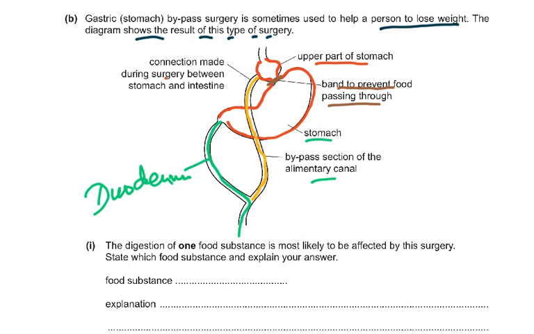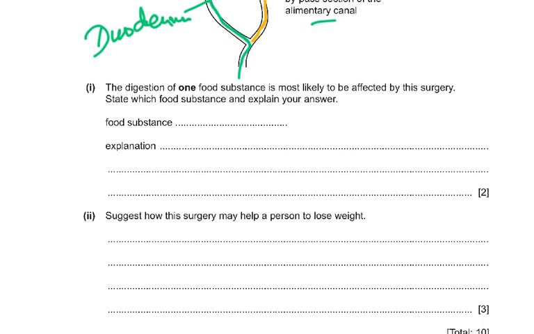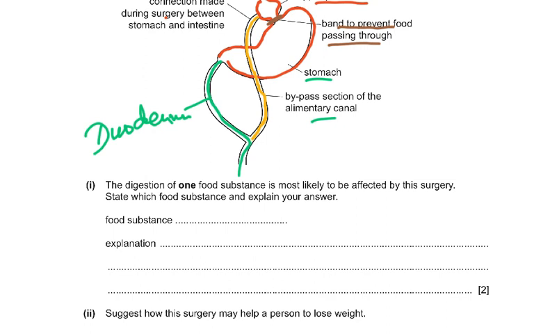The digestion of one food substance is most likely to be affected by this surgery. State which food substance and explain your answer. You've got to understand the stomach has become smaller. So what is digested in the stomach is naturally, you know, protein. And the explanation why: because there is pepsin in the stomach which digests it, and now you've made the stomach smaller, so that pepsin is not going to work on the food that you ate.